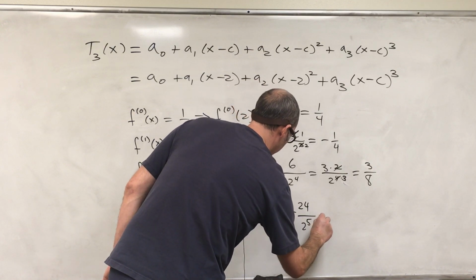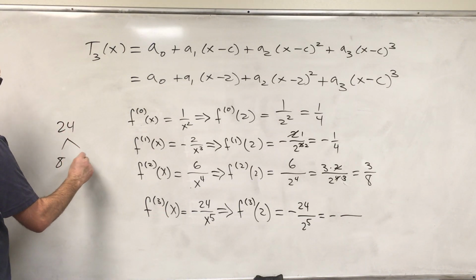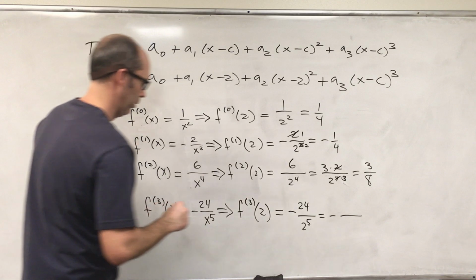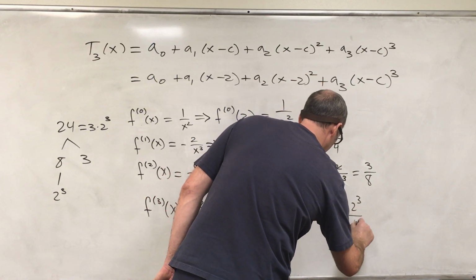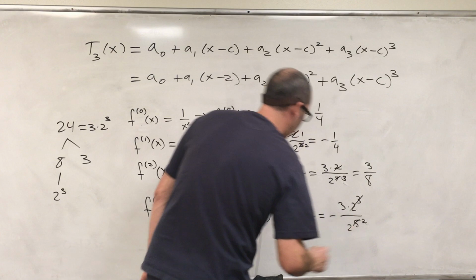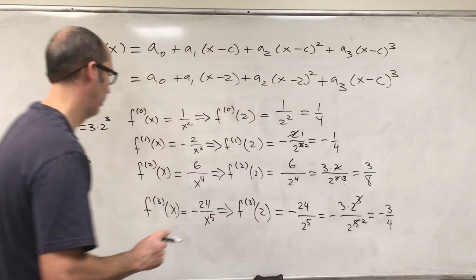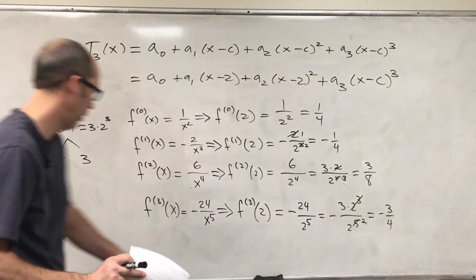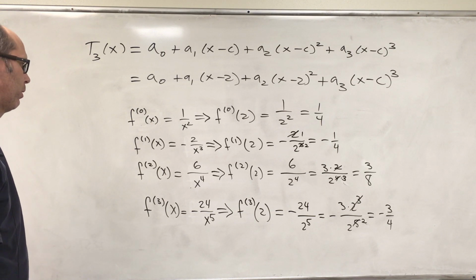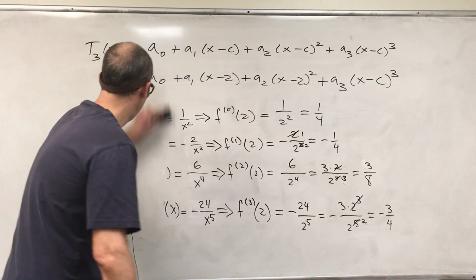Negative 24 over 2 to the 5th. Let's see, 24 is 8 times 3. 8 is 2 cubed, so we have 3 times 2 cubed over 2 to the 5th, which leaves 3 over 2 squared. So negative 3/4. Okay.